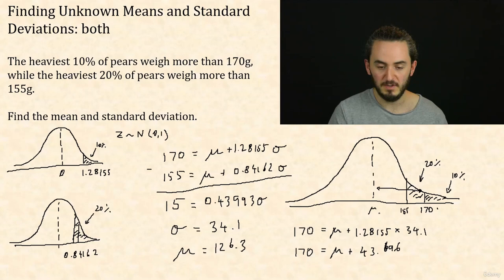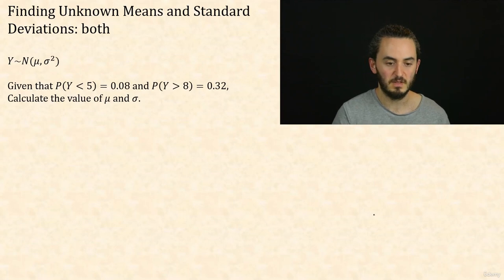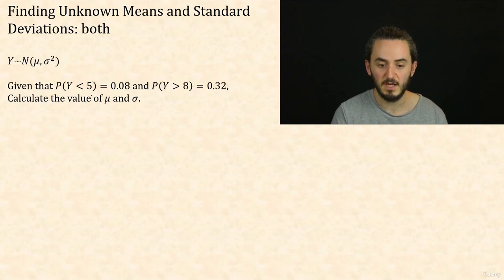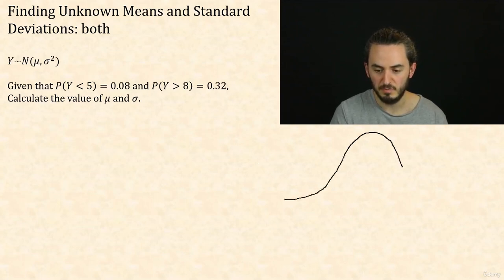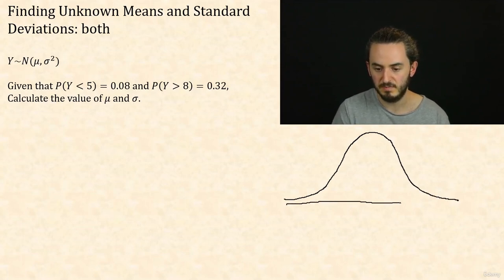So if you don't know either, you form two equations, then it's simultaneous equations. Let's have a look at another example. So unknown mu, unknown sigma. Given that the probability that y is less than 5 is 8% and the probability it's greater than 8 is 32%, calculate the value of mu and sigma. And I really do encourage you to pause the video and try this one yourself first, because you've seen plenty of examples now.